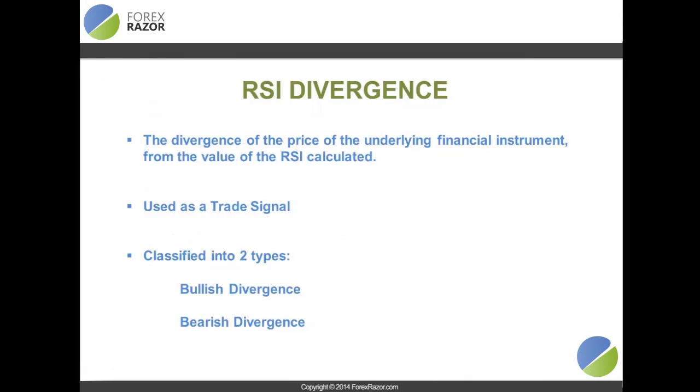Next, we move on to understanding the divergence of the RSI and how it can be used as a trade signal. The divergence of the price of the financial instrument to which the RSI has been applied from the value of the RSI can be used as a trade signal itself. There are two types of divergence of the RSI. These are the bullish divergence and the bearish divergence. Let's have a look at each one of them.